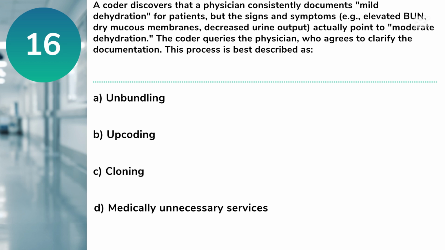Question 16. A hospital performs a financial audit of its coding practices. The audit reveals a consistent pattern of coders assigning higher-paying CPT codes than the medical record documentation supports. This practice is best described as A. Unbundling. B. Upcoding. C. Cloning. D. Medically unnecessary services.